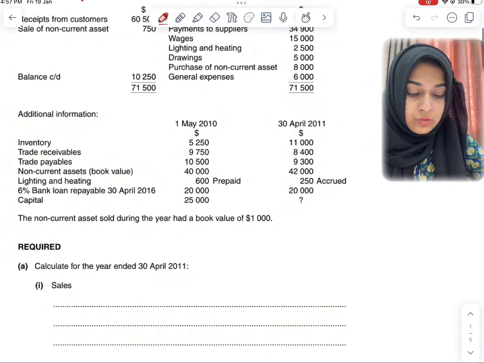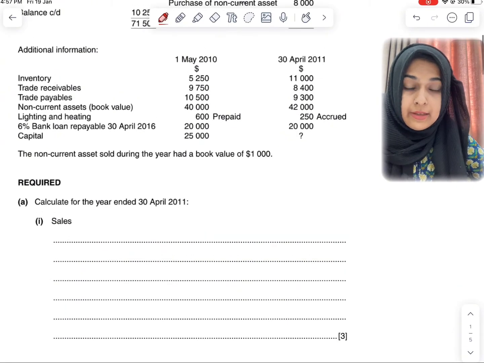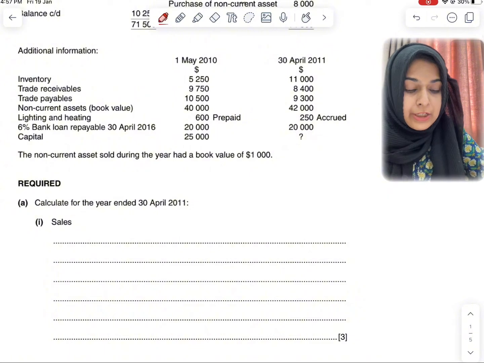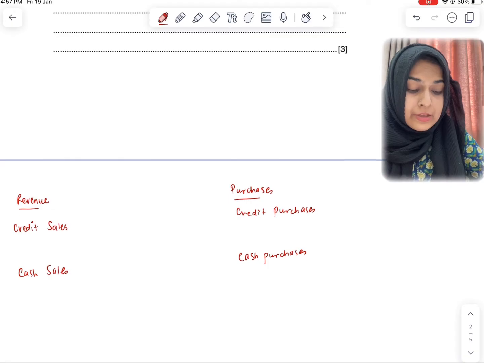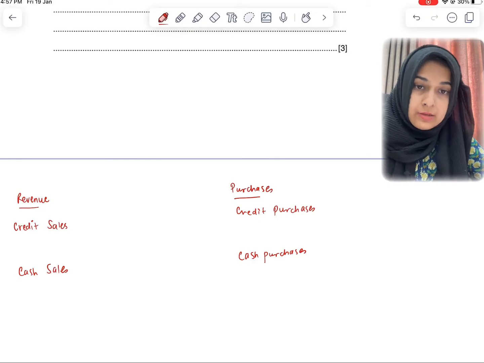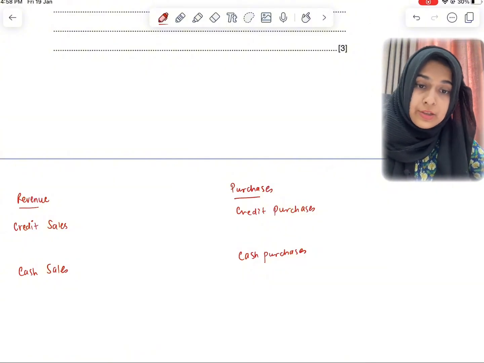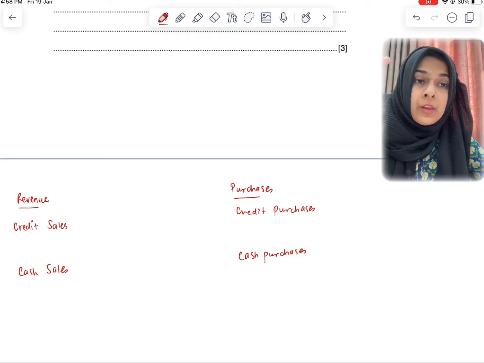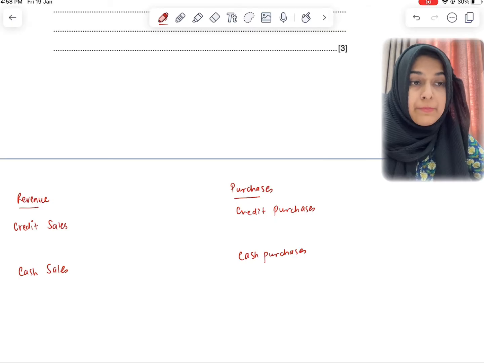The first part requires you to calculate sales, basically the total revenue of the business. Total revenue is not just cash sales. It can be cash sales, when you sell inventory and collect cash immediately. It can be credit sales, when you sell inventory and don't collect cash immediately. Your trade receivables promise to pay you in the future. Trade receivables are my current assets because these people owe me money.